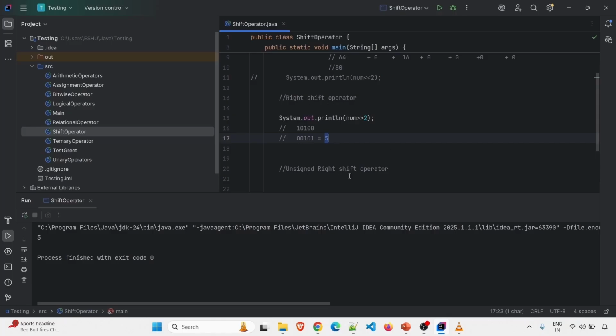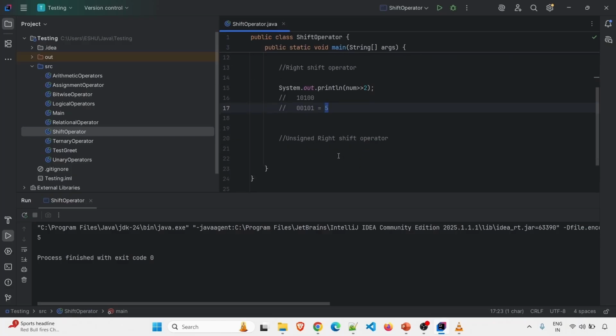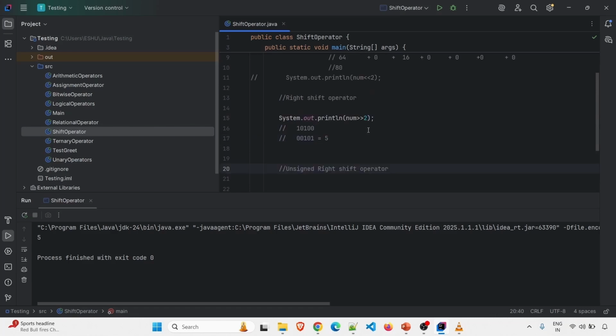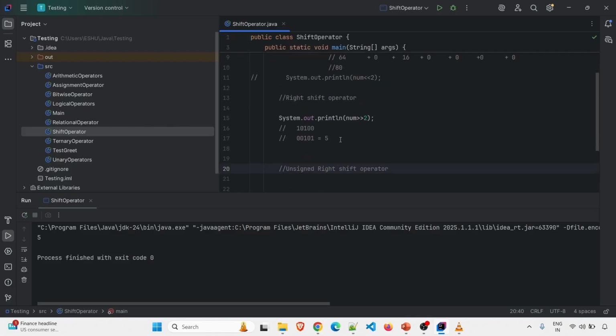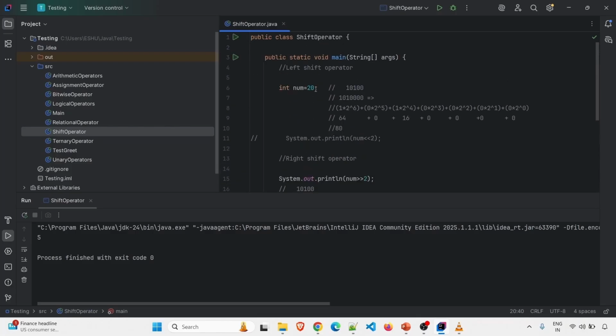Whereas in the unsigned right shift operator, what will happen? No matter if we pass it a positive number or a negative number, after this unsigned right shift operation, the output we will get will be positive. That's why it is called the unsigned right shift operator. So we have seen a positive scenario for the right shift operator. What will happen if we take this number as negative? Let's see what will happen if we make this int num as -20.